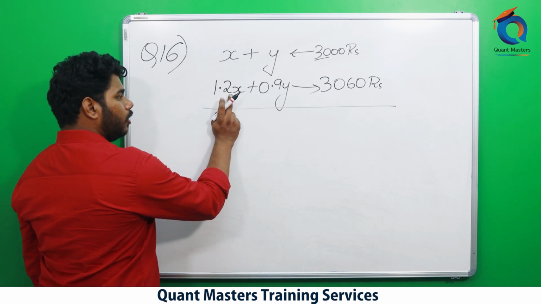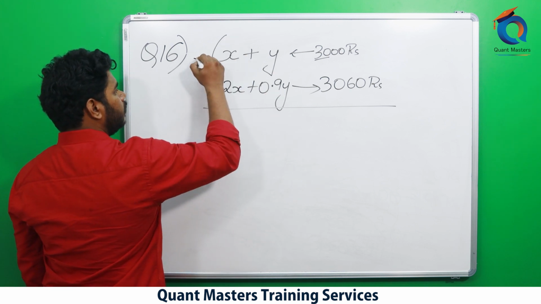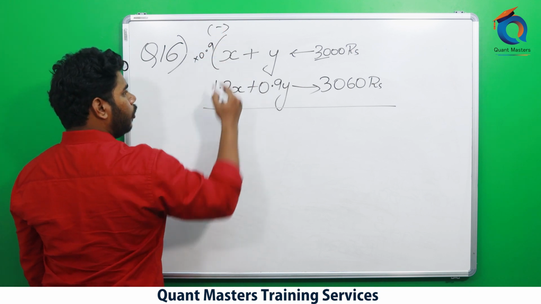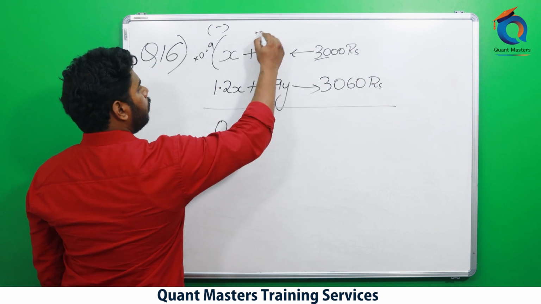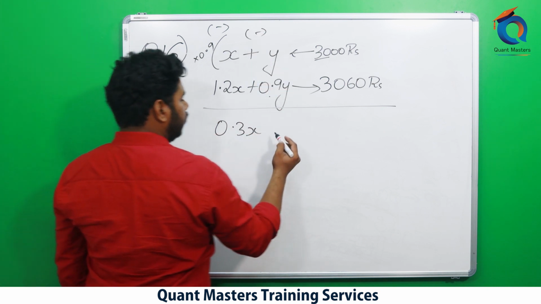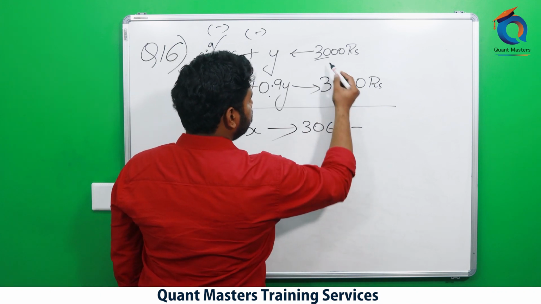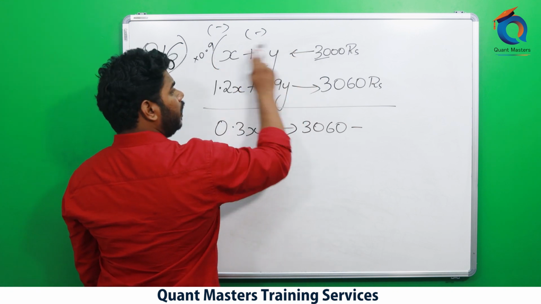Now I want to find out the cost price of horse. So try to cancel the carriage. So I multiply this by 0.9. 1.2 minus 0.9 is how much? 0.3x. 0.9y minus 0.9y gets cancelled. So this will be 3060 minus, sorry, 3060 minus 0.9 into 3000.